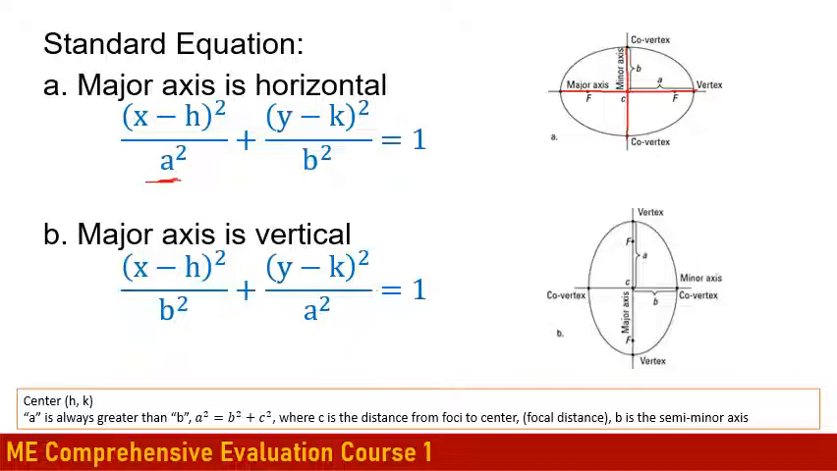The sign is always positive in between them, and the value on the right side would always be 1. So take note that A is always greater than B for the ellipse. And you can get the relationship between A, B, and C by using the relationship A squared is equal to B squared plus C squared, where C is the distance from the foci to the center. So the focus here to the center of the ellipse, that is our value C. So you can get that value by using the relationship here, if you have the semi-major axis and the semi-minor axis.